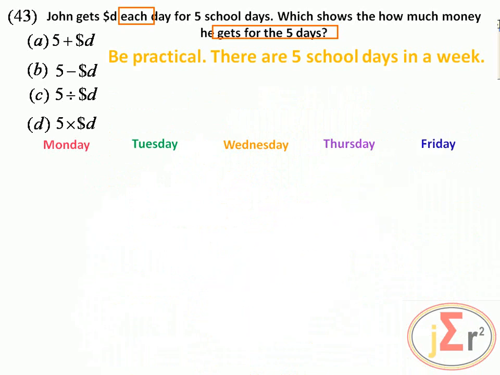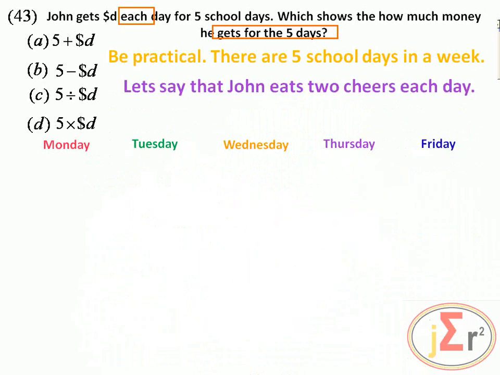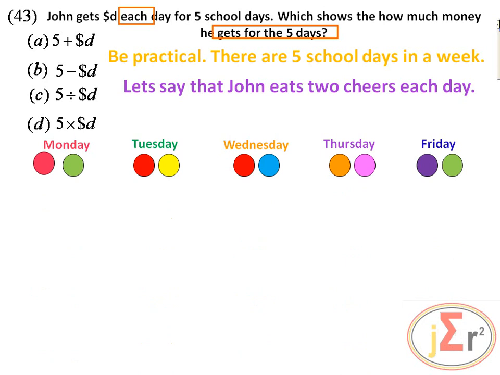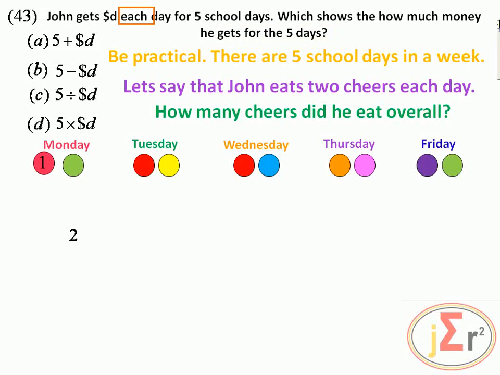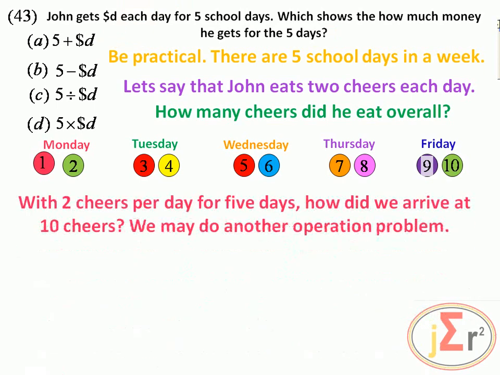Right. Let us say that John eats 2 chairs each day. John eats how many chairs? 2 chairs each day. 2 chairs on every day. How many chairs did he eat overall? 10. We may count them. And we will get 10 chairs overall.